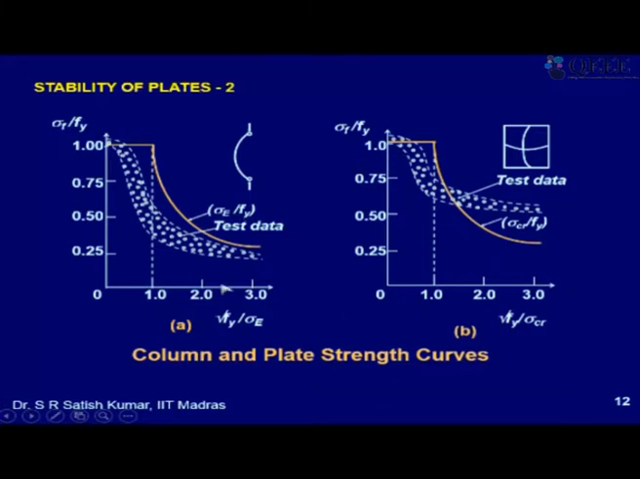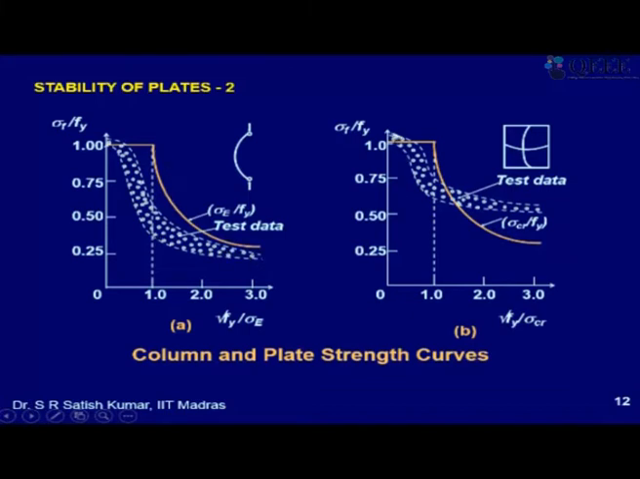If you look at the test results for columns, we saw that Euler's curve plots like this, π²E by (L/r)², versus the slenderness ratio, and then F equal to Fy is the limiting value. Together they represent the column strength curve, and all the test results fall below that. Yesterday we saw that we use 4 column strength curves A, B, C, D depending on the type of column that we are looking at.